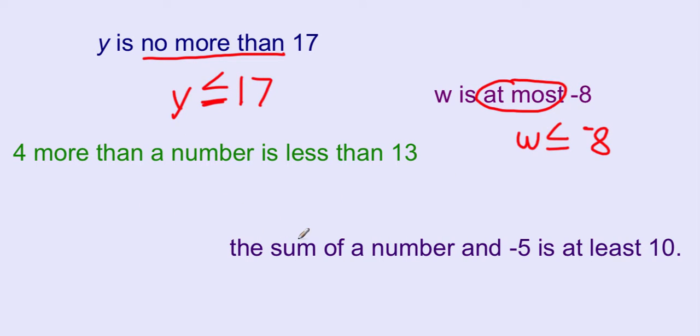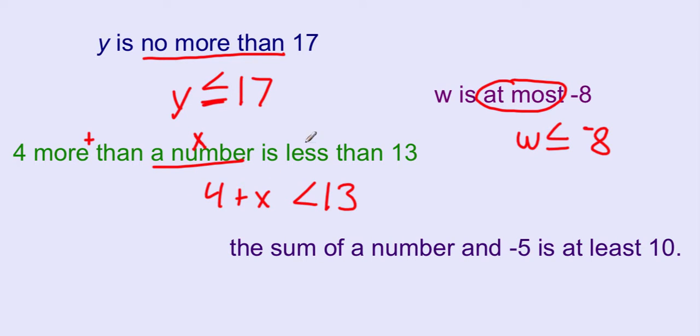Now we have some that are more like word problems. We got to decipher everything. This one says 4 more than a number. Well, more than means to add. And when we have a number, that's usually where we put in our favorite variable. So let's call it x. And we have less than 13. Well, that means less than 13. And we do 4 more than a number. So 4 plus our number x.